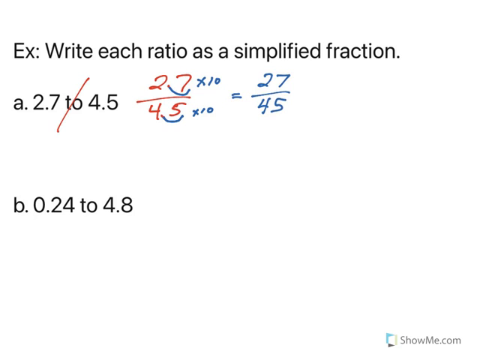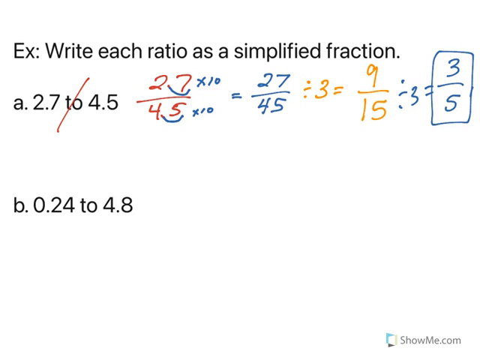And now I can reduce. So 27 and 45 are both divisible by 3. And this gives me 9 over 15. Oh, 9 and 15 are also divisible by 3. So that would give me 3/5. I should have divided by 9 to start. But that's okay. It's okay if it takes you more than one step to reduce. Just keep simplifying by a shared factor.